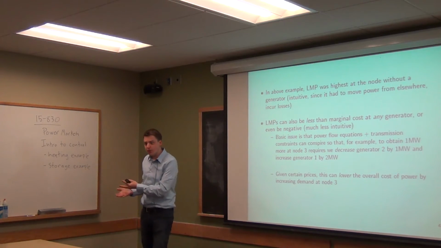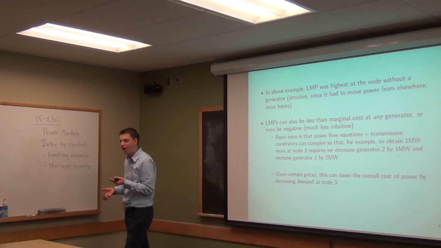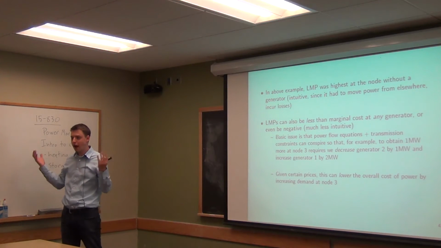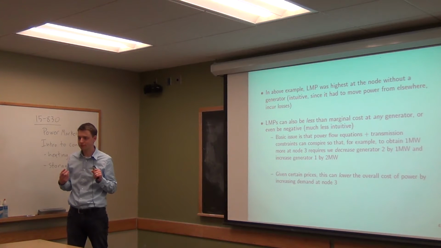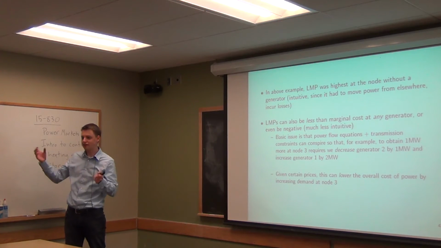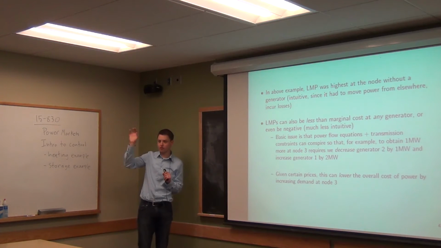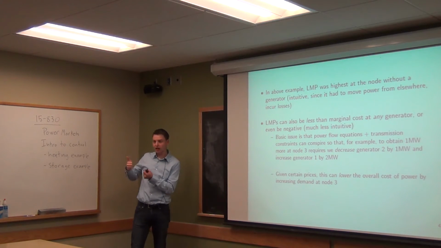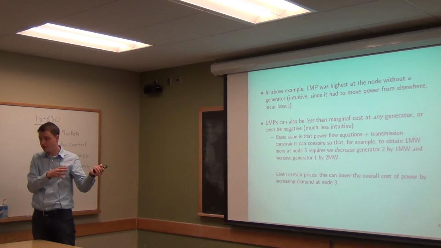At some locations, an increase in power consumption at one location would actually cause the total cost of power to go down. Because you can't use generators that you were going to use that were really high cost, since they would overload the lines. You have to use other ones farther away that are cheaper to generate at, in terms of the actual cost there.